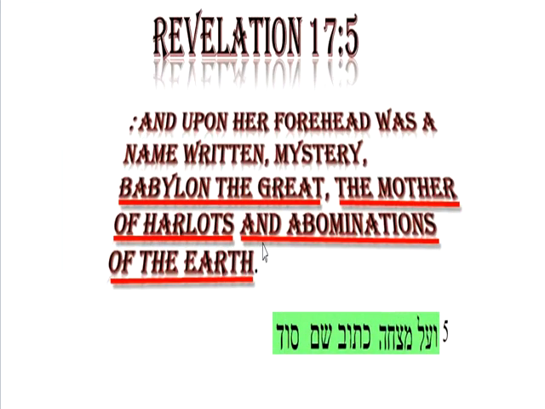So you add 900 plus 200 plus 1 plus 5 plus 90 plus 6 plus 100 plus 300 plus 6, it equals 796. So 7 plus 9 plus 8 equals 24. 2 plus 4 equals 6. So there you go. There you have the last 6, which is the abominations of the earth.